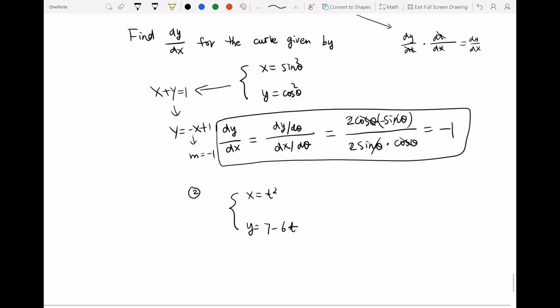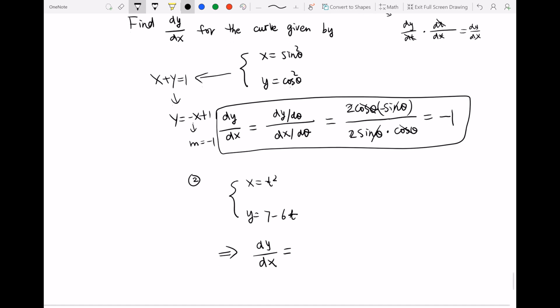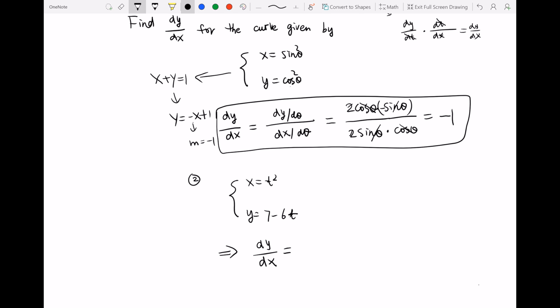Okay, so now I'm going to call a student here. Could you please tell me what's the dy over dx here? It will be negative 6 over 2t. Okay, yes. The dy over dt is negative 6. The dx over dt is 2t. Perfect. So simplified, this is negative 3 over t.